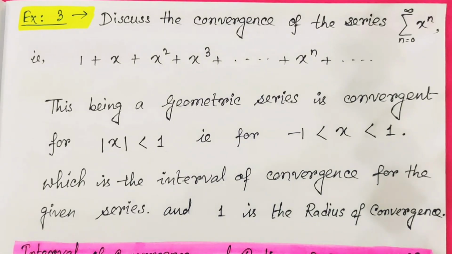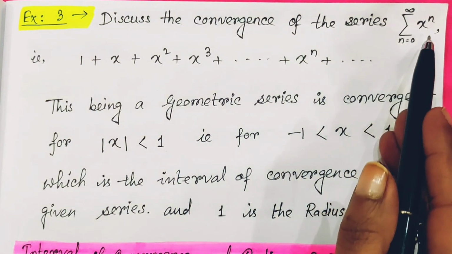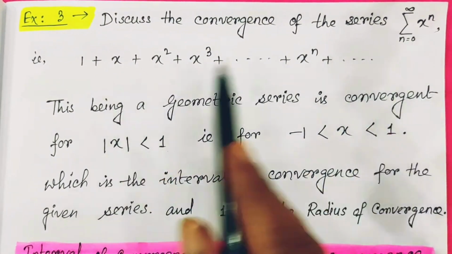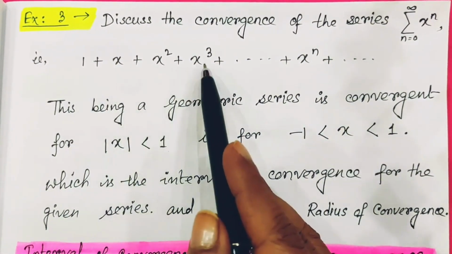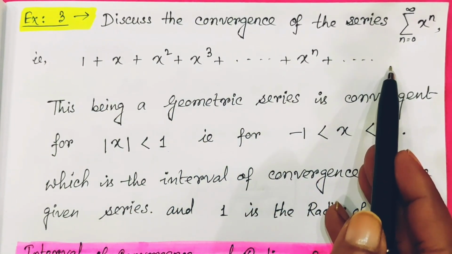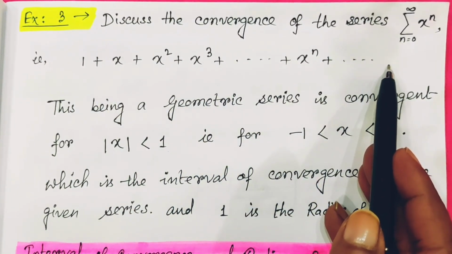Let us do one more example, and this one is very important, because from this one we can understand the interval of convergence and the radius of convergence. The given series is summation of x to the power n only. So if we expand this one, we find this is 1 plus x plus x square plus x cube, and so on.